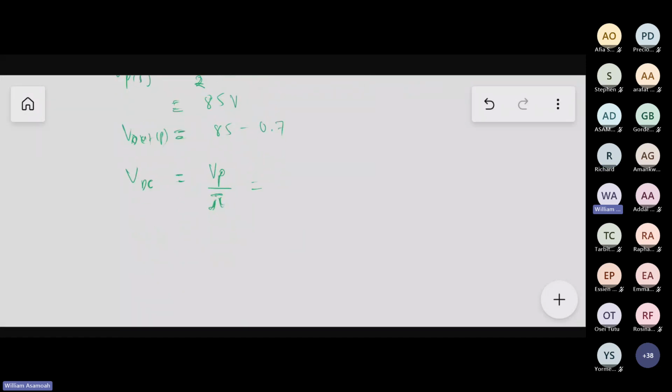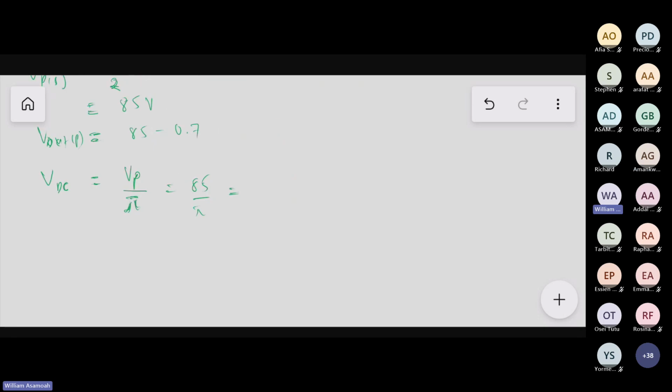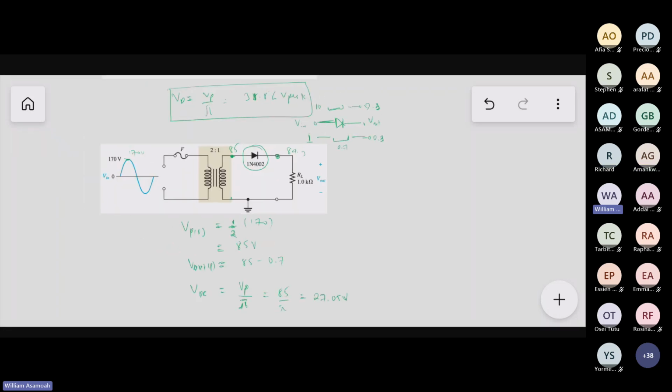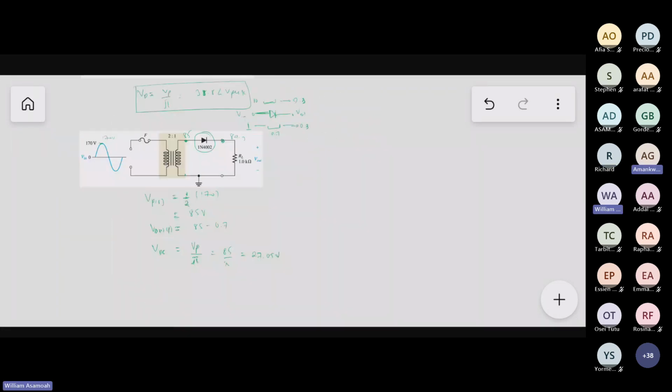So the peak available at the input is what? 85 over pi. And what do we get for the average? We get what? 27.05 volts. Great. So when you get this question in your exams and your midterm, you should be able to do it. Then the next part is the full wave. You see that the half wave gives you only 31.8%.